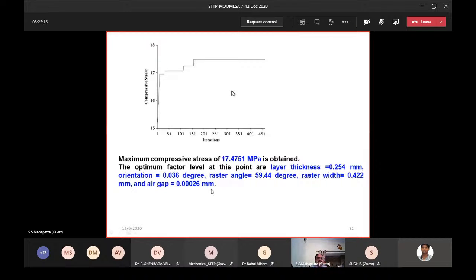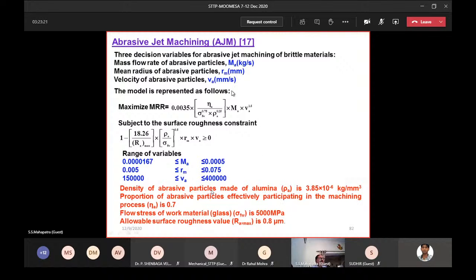Then come to another example where abrasive jet machining is used. In abrasive jet machining, as everybody knows, abrasive particles impinge on the workpiece, and then we do the machining. Here the variables considered are the mass flow rate of abrasive particles, MA, the mean radius of the abrasive particle, RM, and the velocity of the abrasive particle, VA.